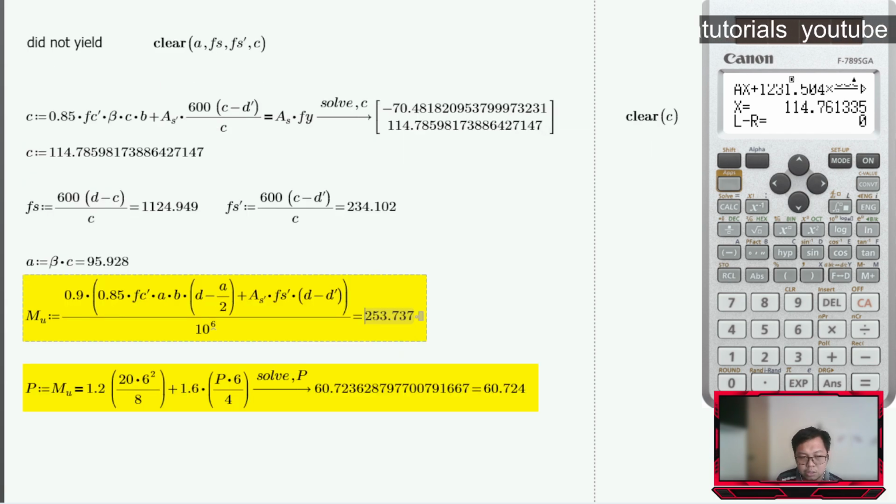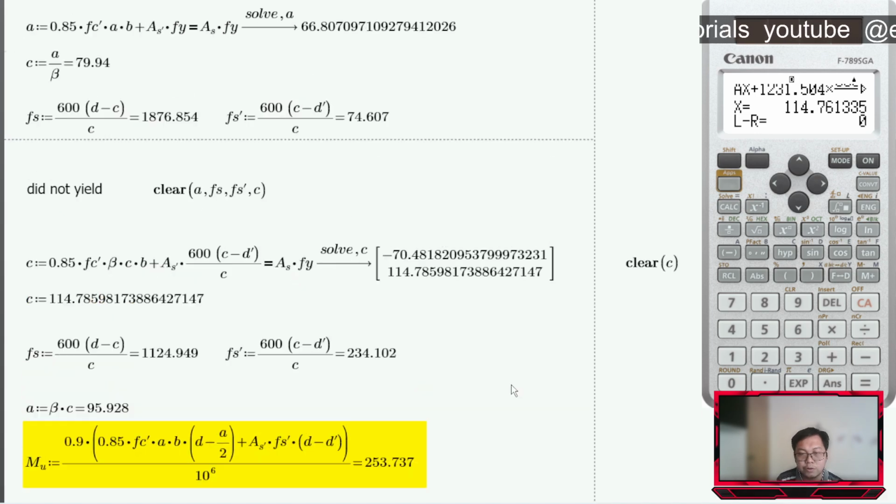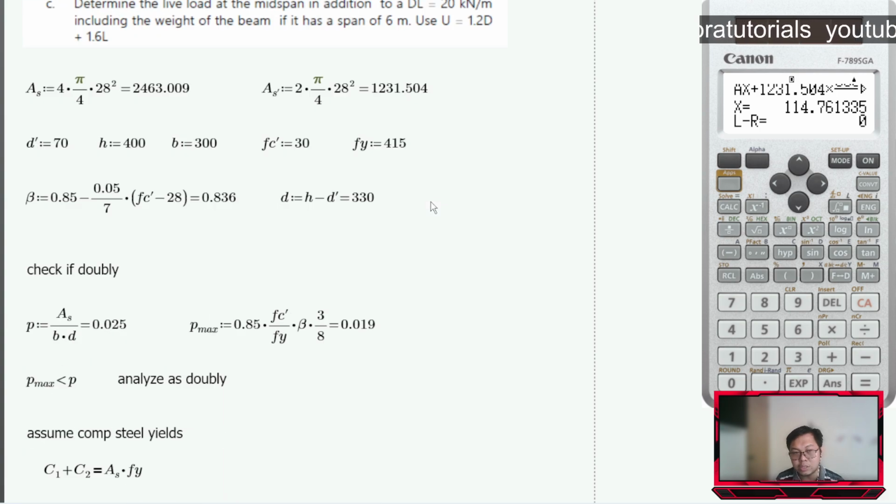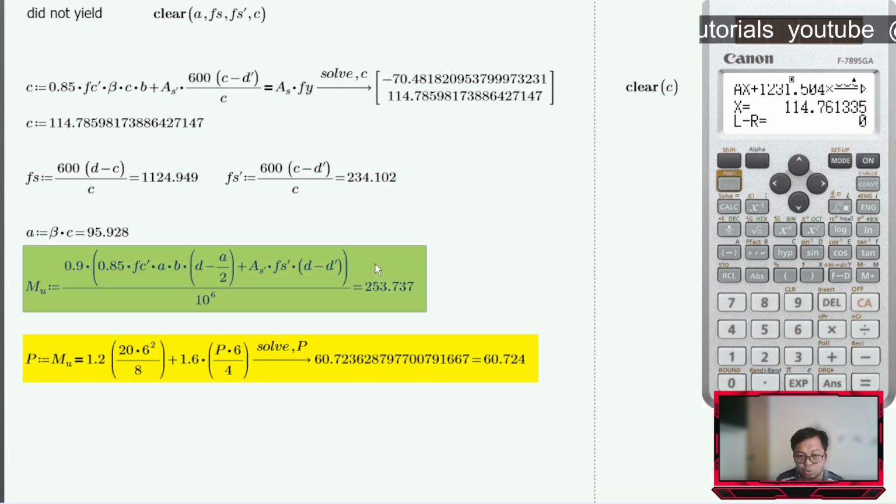After that, you can solve for P. How do we solve for P? What was asked in the problem? Determine the live load at mid-span in addition to a 20 kilonewton, including its weight, if it has a span of 6 meters. Basically, we just need to solve for the load at mid-span, considering that the capacity of the beam is 253. So, to solve for the load P easily, you can equate the maximum moment to the capacity of the beam. The capacity of the beam is 253. What is the maximum moment in the beam?